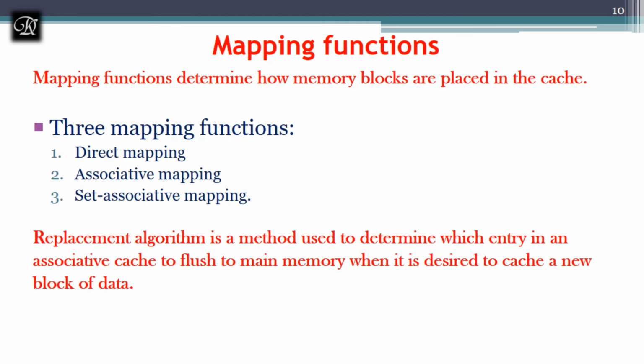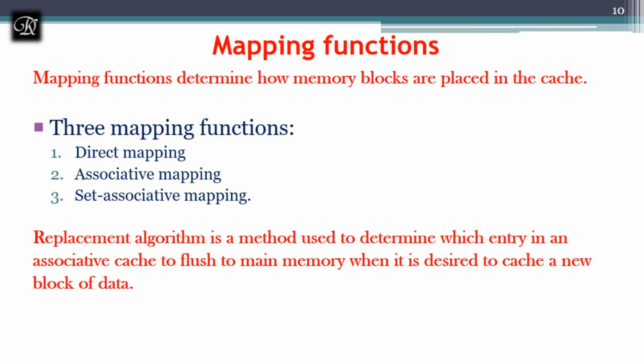Next we'll see the mapping function. I told you the decision of how to replace the data from the main memory to the cache is done by the mapping function. So there are three mapping functions. One is direct mapping, the simple one.